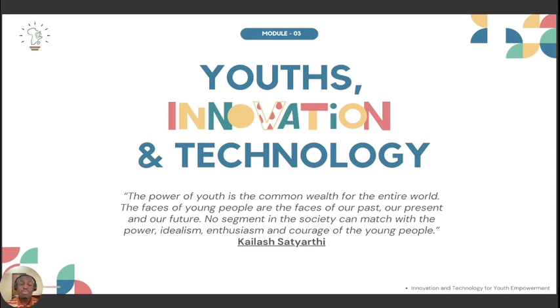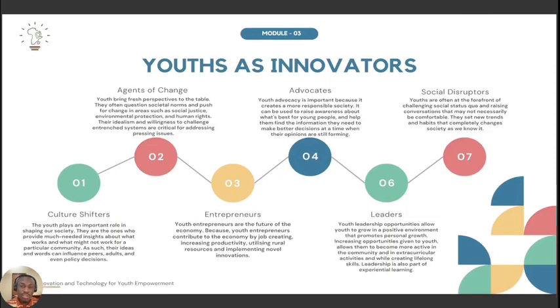That's a fact. The young people are the lifeblood of society. Great. Now, youths can be seen as innovators in different ways, right? And the first one is that generally youths are culture shifters because they play an important role in shaping our society, right? And they are the ones that provide much needed insights about what works and what might not work for a particular community. As such, their ideas, words, and influence can influence peers, adults, and even policy decisions, even in government.